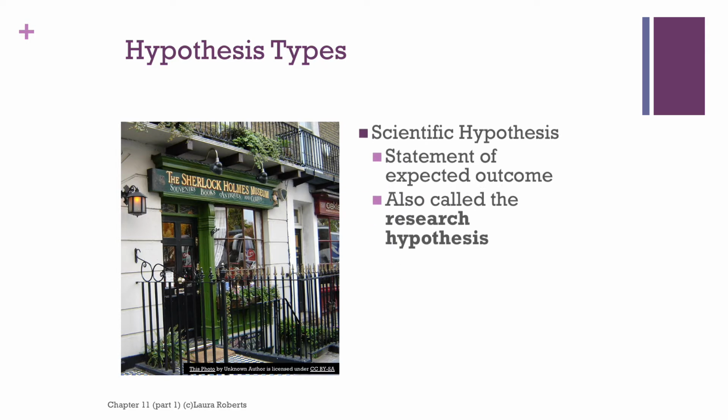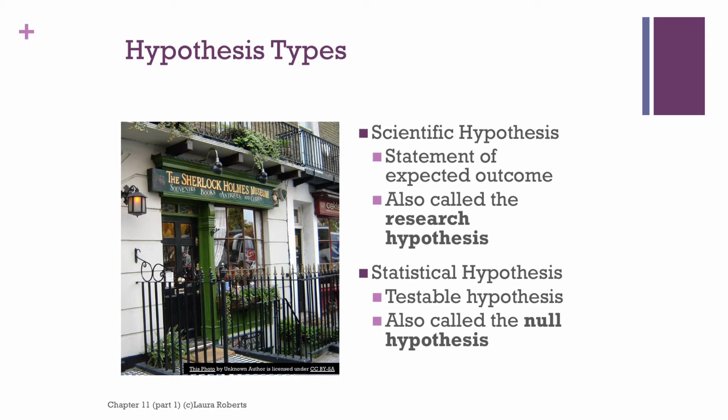A scientific hypothesis is a statement of expected outcome. It's also called a research hypothesis. A statistical hypothesis is a testable hypothesis, also called the null hypothesis.